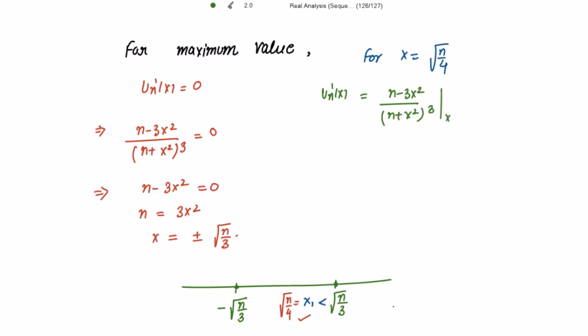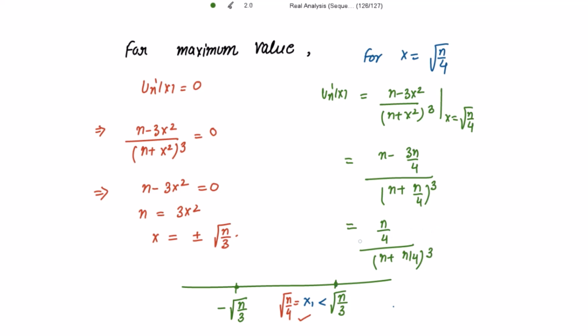So at x equal to square root of n divided by 4, what are we getting? n minus 3n by 4, divided by (n plus n by 4) whole cube. And we are getting 4n minus 3n to be n divided by 4, divided by the denominator.